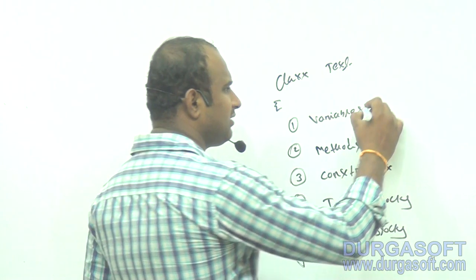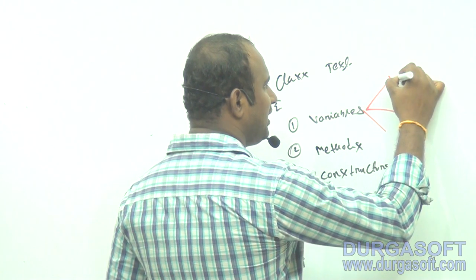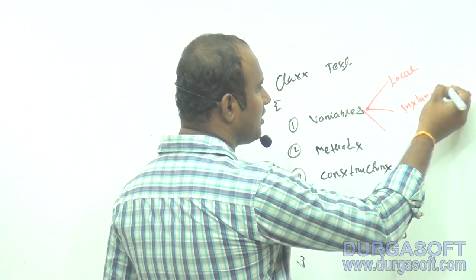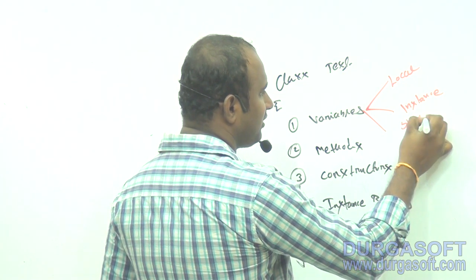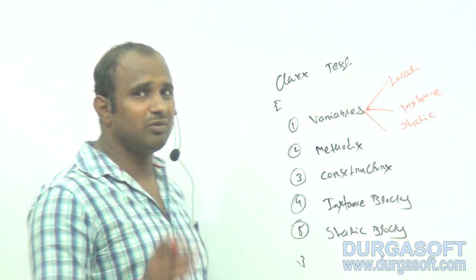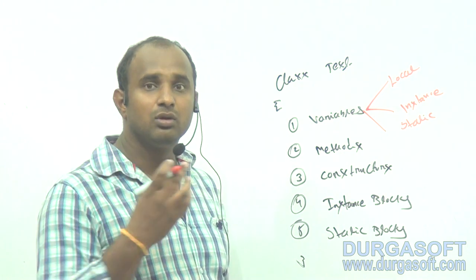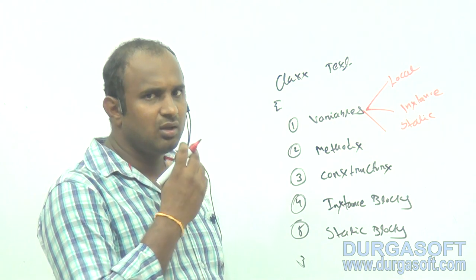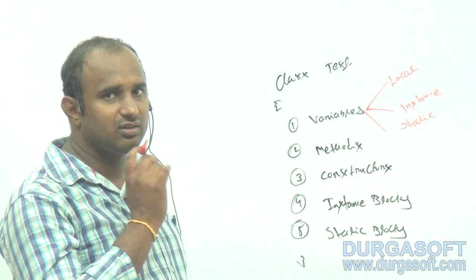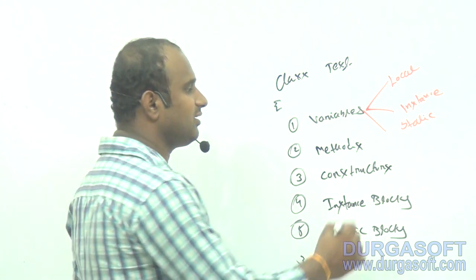Here the last class, variables, is completed. How many types of variables are here? Local variables, the second one is instance variables, and the third one is static variables. Don't say local variables and global variables. The local variables and global variables concept belongs to the C language. But coming to Java, how many types of variables are here? 3 types: local, instance and static.